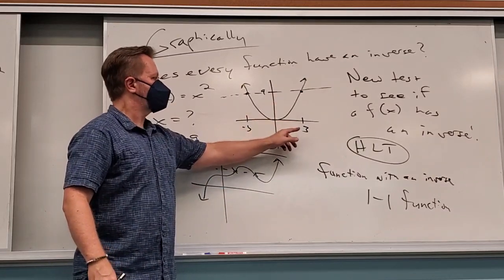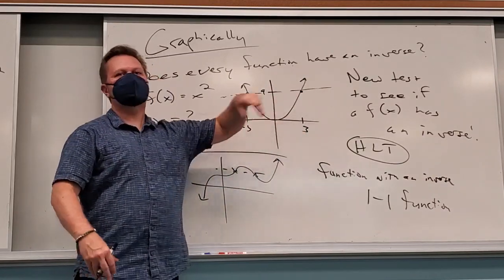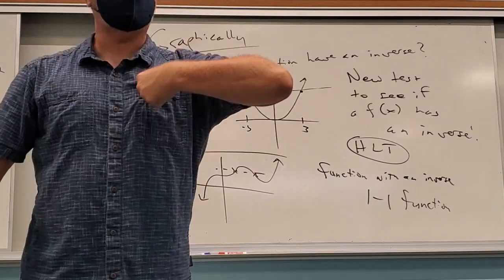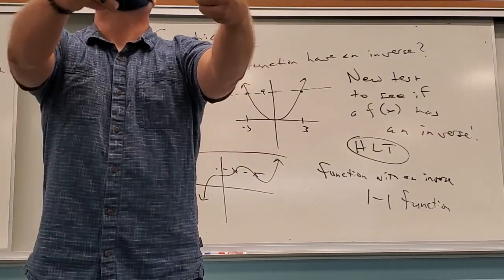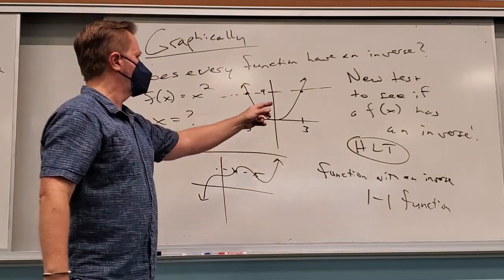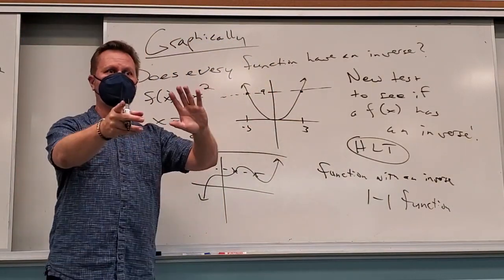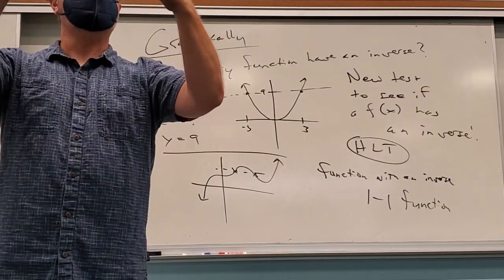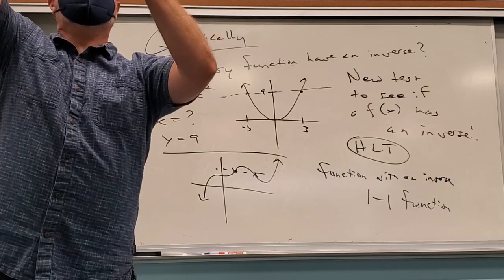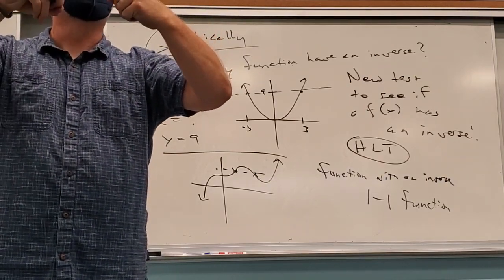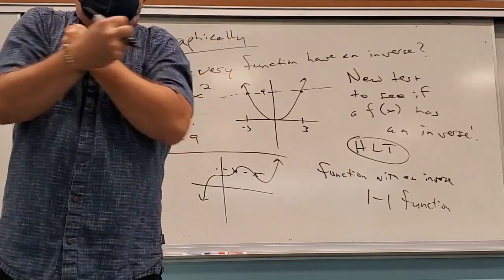So this is a function because 3 only goes to 9, for example. Every input only has one output, correct? 3 goes to 9. Does 9 only go back to 3? No. 9 goes back to 3 or negative 3, correct? So it's not one-to-one. One-to-one means if 3 goes to 9 and 9 only goes back to 3, they only go with each other.